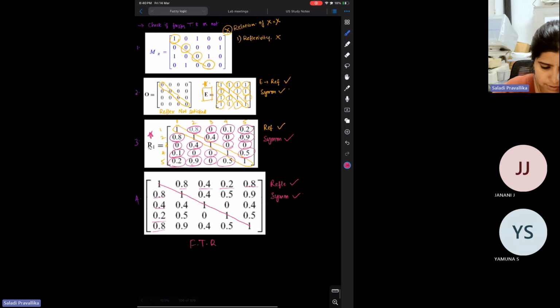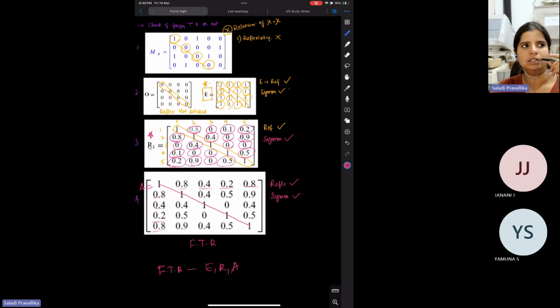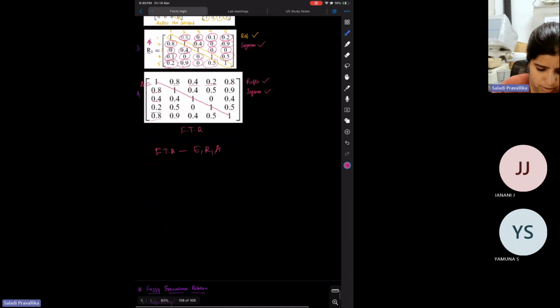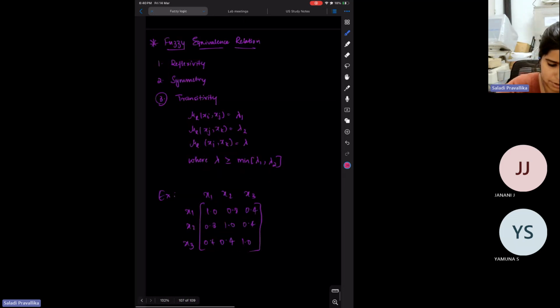So all the FTRs we have seen in these examples. Yes, Yamuna, you're right. All the FTRs that we have seen in all the examples so far are E and R1, and the fourth one, let us just call it A. Okay, R1 and A. So all these three relation matrices are FTRs. Okay, so fuzzy tolerance relation is done.